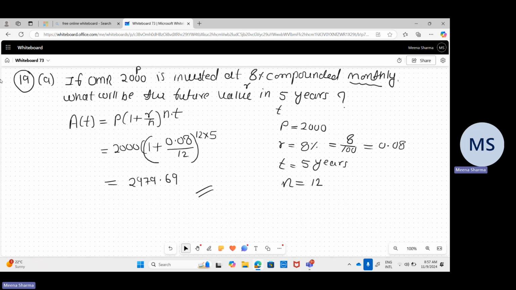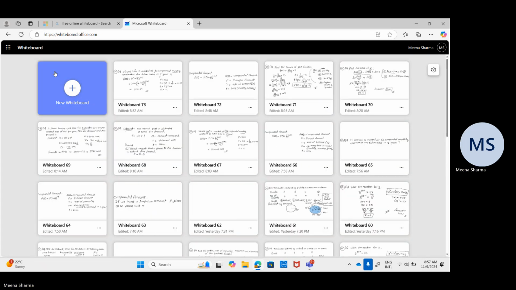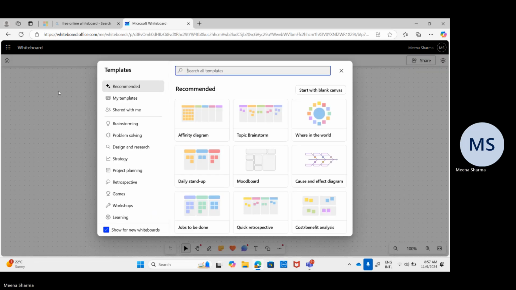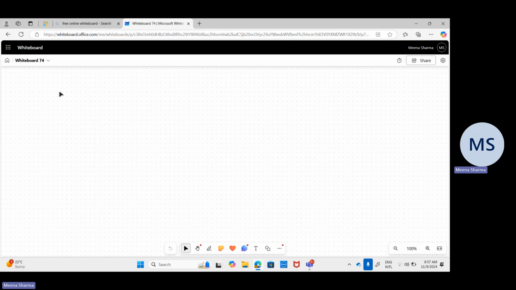Now, let's move to the next question, dear student, which is question number 19B. But before that, because in this question we talk about the discount and proceeds, you need to know what a discount is and what proceeds are.